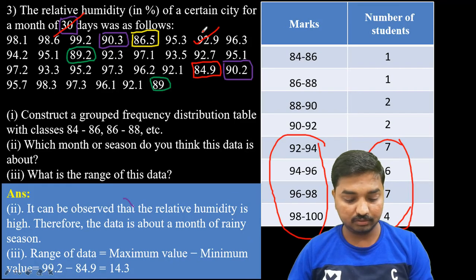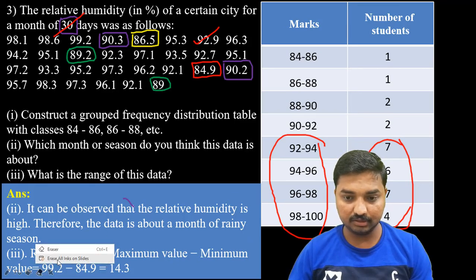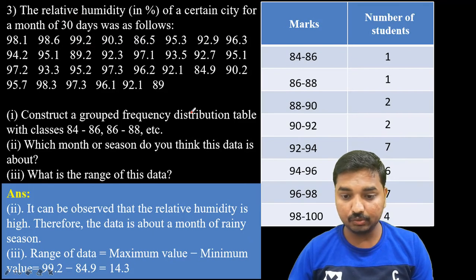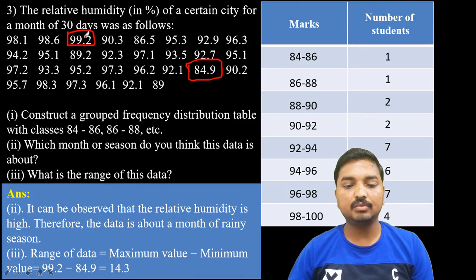99.2 actually. Okay, so it's not this one. Just wait. Okay, I'm going to erase all these things. 99.2, where is it located? 99.2, 98, 90, here it is. Okay, 99.2, so this is the highest one. And 84.9 is actually the least one. Where is it located? 84 point, here it is, 84.9. Okay, so this is the least one and this is the maximum one.